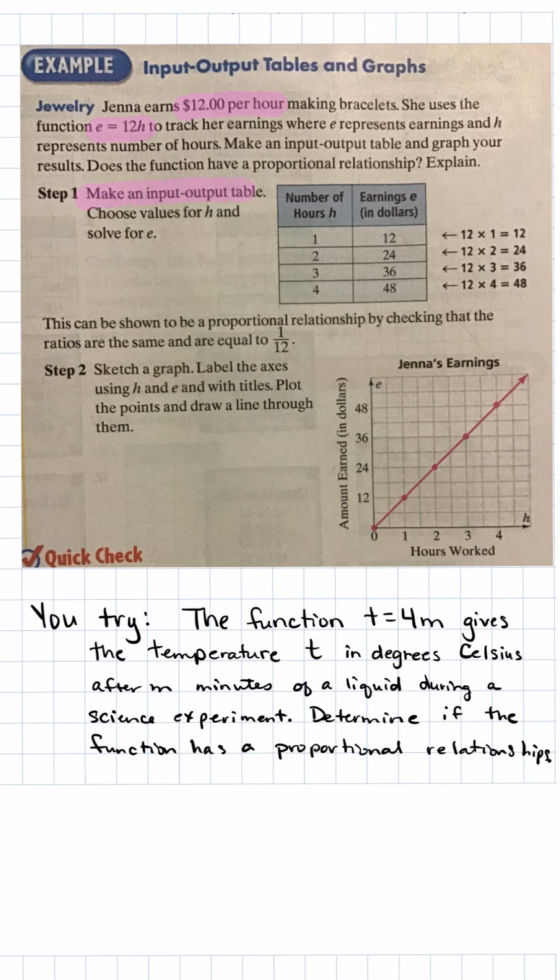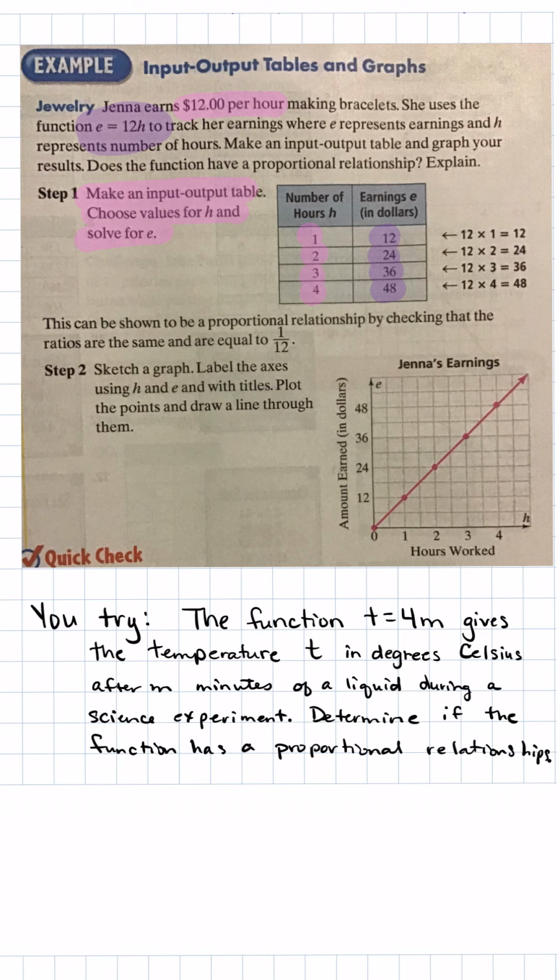So, you just choose values of H and solve for E. So she chose 1 hour, 2 hours, 3 hours, 4 hours. And then you plug that into this equation. And the first one you get 12. The second one 24. Third one 36. Fourth one 48. So you can look at this and say 12 times 1 is 12. 12 times 2 is 24, and so on.